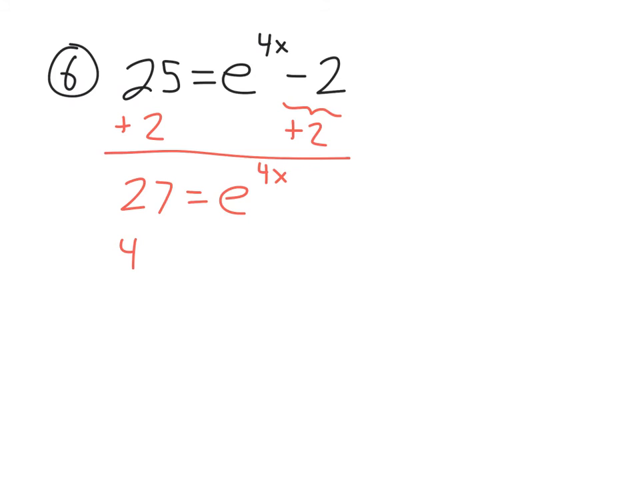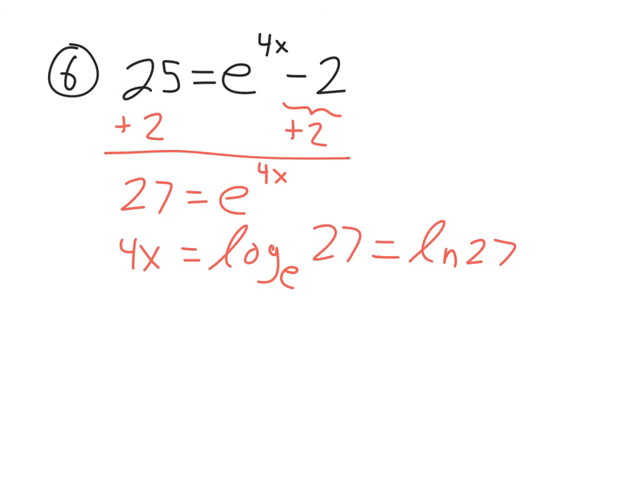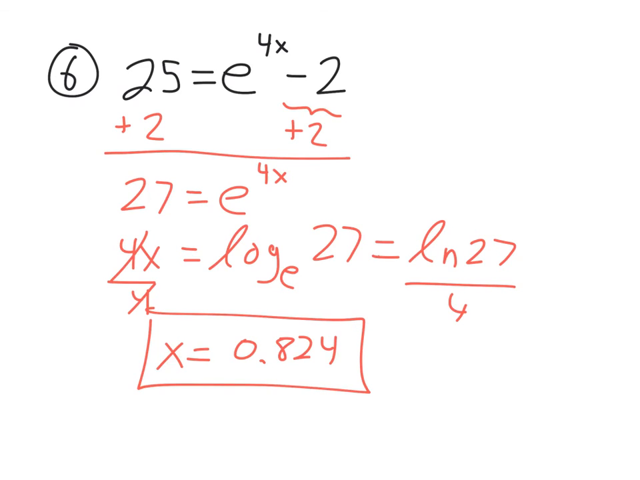So now we have 4x is the exponent on e that gives me 27. So this is ln of 27. And then I'll divide both sides by 4. And we can toss that in the calculator and get 0.824. So check to make sure that all those worked out well for you. And that's going to be some good practice on solving exponential equations using a logarithm.